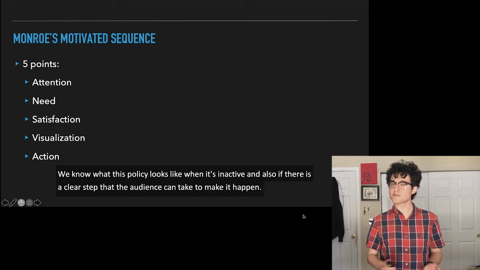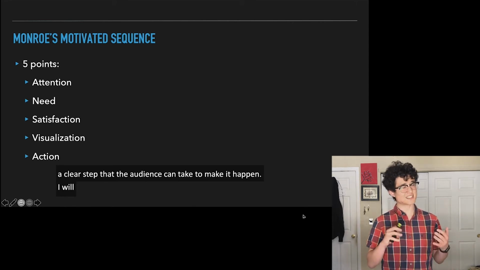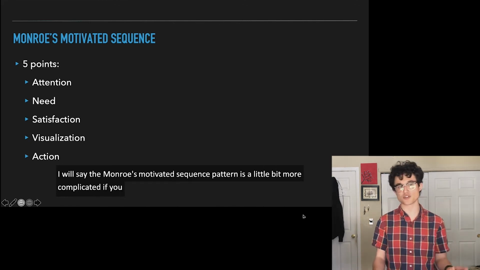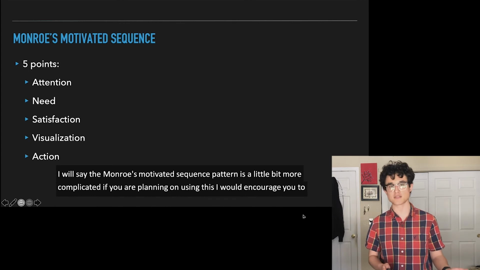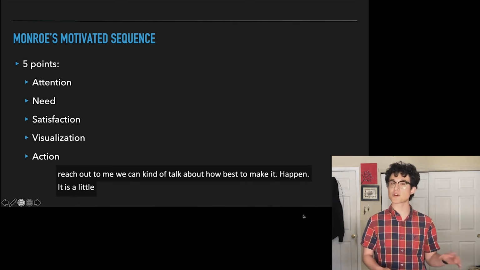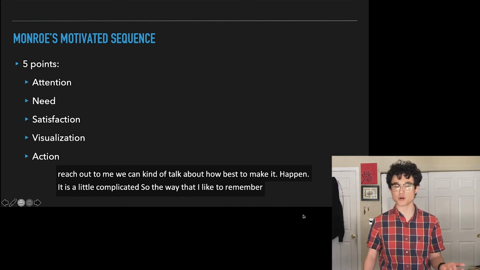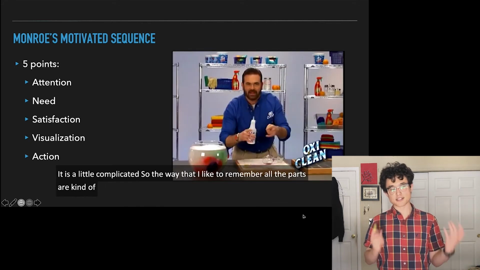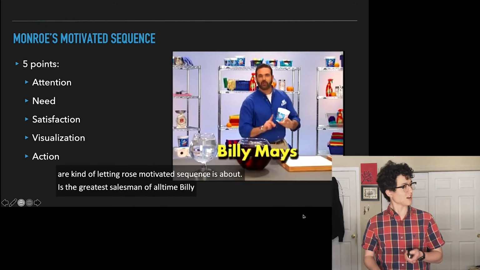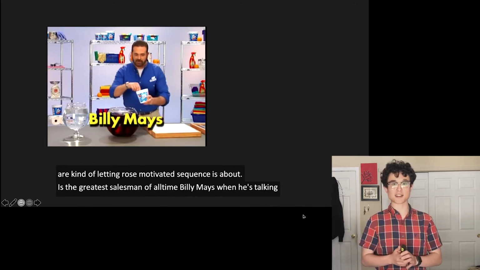I will say the Monroe's motivated sequence pattern is a little bit more complicated, so if you are planning on using this, I would encourage you to reach out to me and we can talk about how best to make it happen. It is a little complicated, so the way that I like to remember all the parts, or what Monroe's motivated sequence is about, is the greatest salesman of all time, Billy Mays, when he's talking about OxyClean. I guess we're just going to start the video right there.